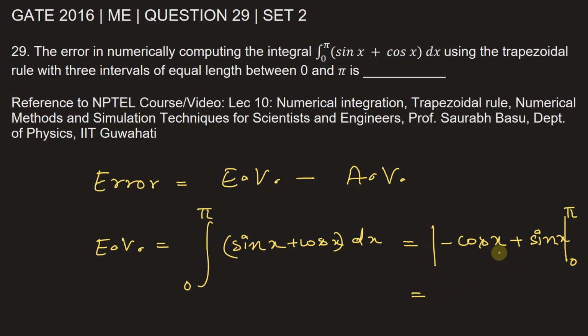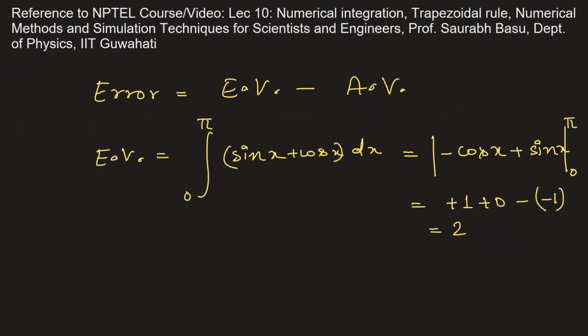So cos pi is minus 1, so minus minus, this will be plus 1, plus 0, minus cos 0, which is 1, so this will be minus 1, and sin 0 is 0. So the exact value of this integral is 2. Now let's calculate the approximate value using the trapezoidal rule.